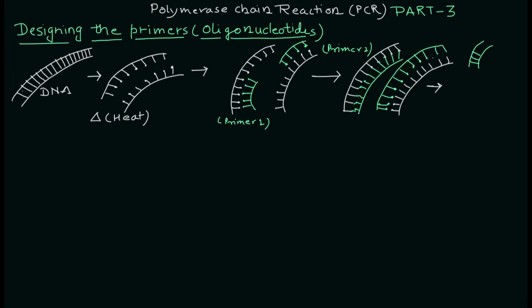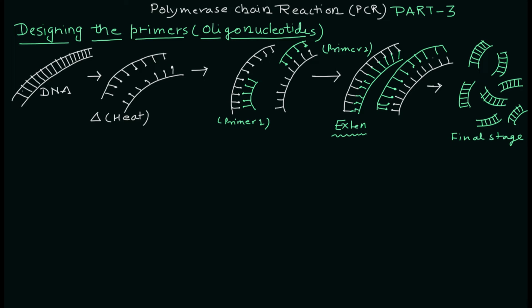Now you can synthesize millions and billions of copies of the DNA molecule, of a specific region of the DNA molecule. That is very, very important. So as you can see here, in the final stage, you will have a lot of DNA molecules, and then you will store your PCR reaction, and further it can be analyzed using agarose gel electrophoresis.